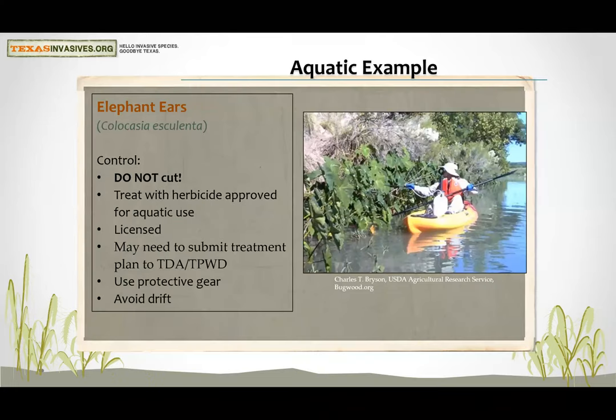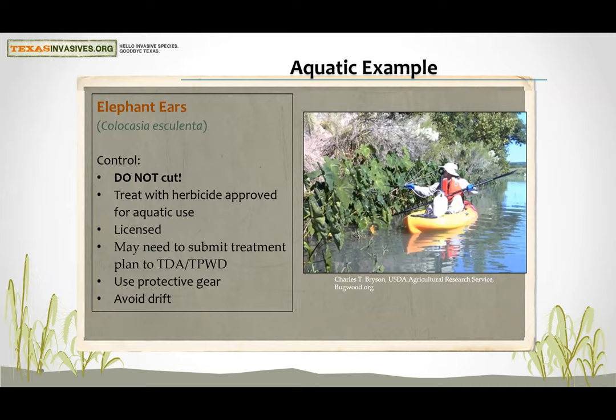So again, we've got the aquatic example for our elephant ears. We had touched over this: it depends on where you're trying to treat. Is it a moving body of water? Does it affect somebody else? Is it under the jurisdiction of a river authority or the city or somebody else? Is that water owned in a way?